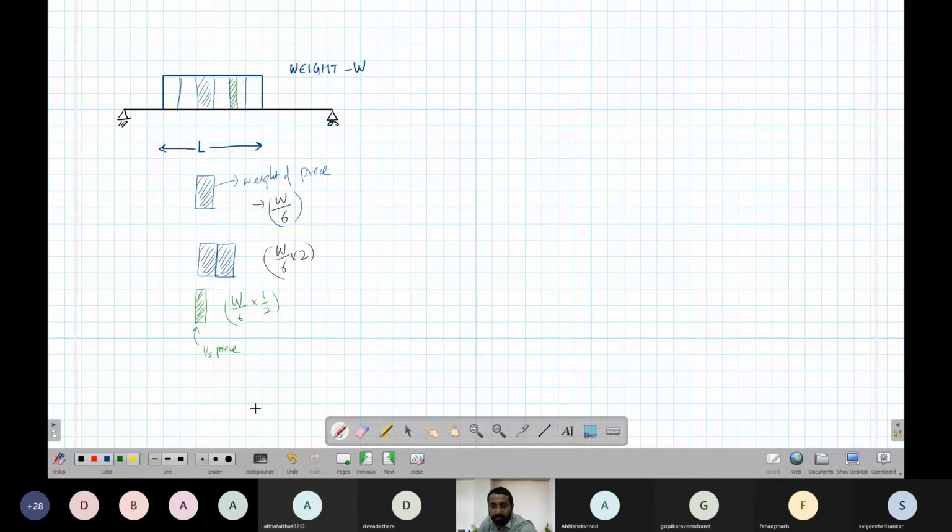Now the idea here is, if the total length is L and I want to find the weight of a small strip of dx width, how do you find it? The weight of the small strip.